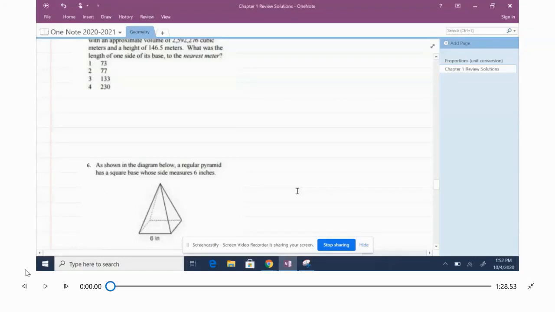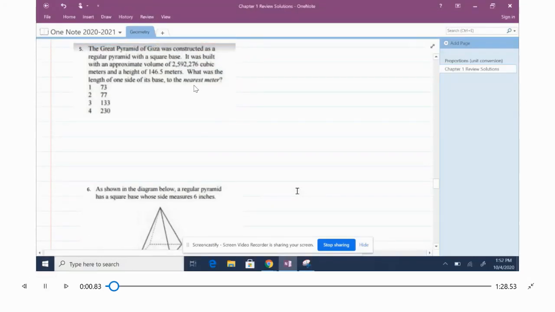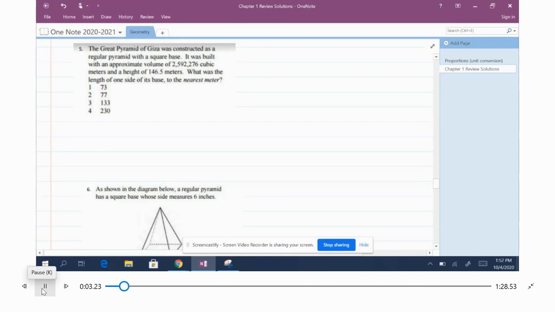Page 4 of our review packet. A pyramid with a square base. Okay, so the square base is a two-dimensional base.